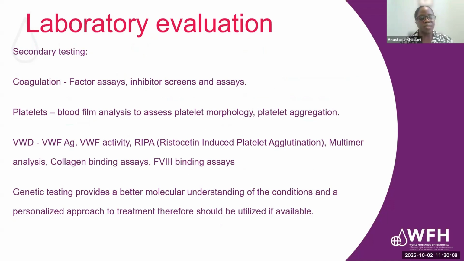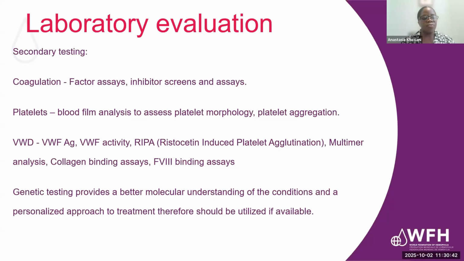In your secondary testing, the tests that you do are determined by the abnormality that you identified in your screening tests. So starting with the coagulation tests, you can do specific factor assays after identifying that there's a factor deficiency after doing your mixing test. This can apply for both intrinsic pathway coagulation factors or extrinsic pathway coagulation factors.